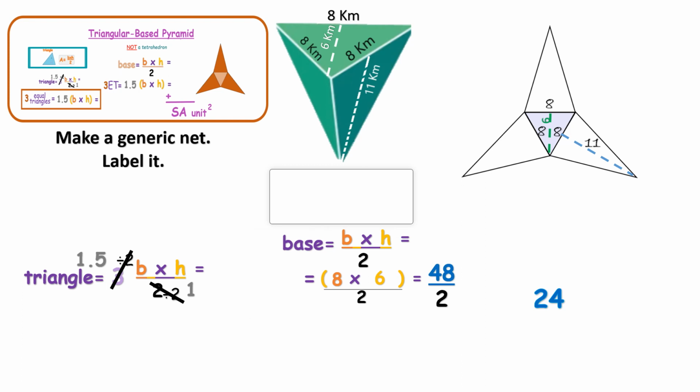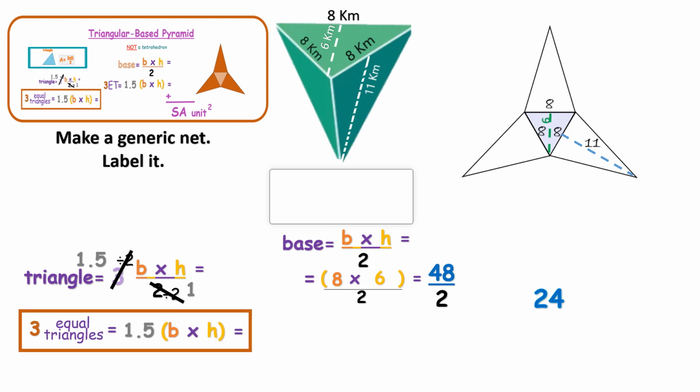Because 1.5 of those areas is going to take up all 3 of my triangles. So if I do 3 equal triangles is equal to 1.5 times the base of 8 and the height of 11, I do inside my parentheses, which gives me 88. And then I multiply 88 by 1.5, and my handy dandy calculator tells me that's 132.